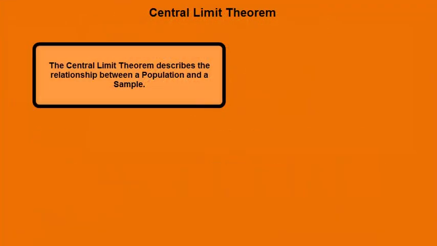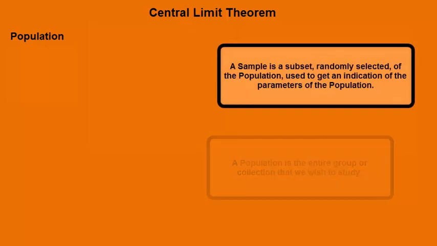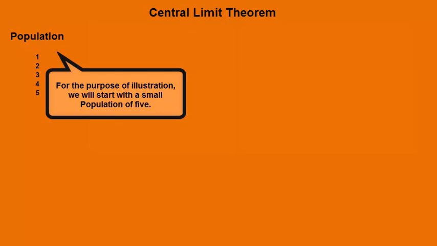The central limit theorem describes the relationship between a population and a sample. A population is the entire group or collection that we wish to study. A sample is a subset, randomly selected, of the population, used to get an indication of the parameters of the population. For the purpose of illustration, we will start with a small population of 5.